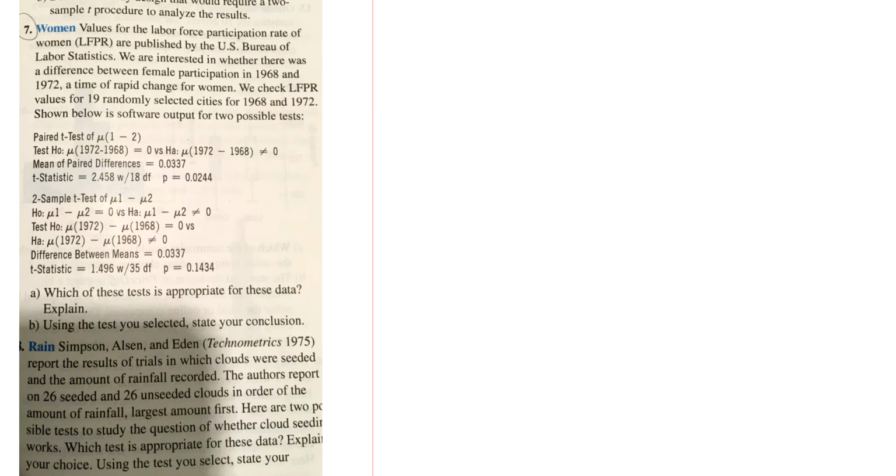Okay, here's number 7. We haven't looked at a computer printout yet. I'm going to be giving you a whole bunch of printouts in a few weeks, because you have to know how to read the computer printouts as well as write them up like we've been doing.